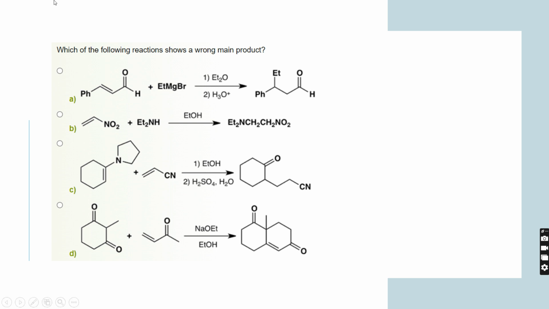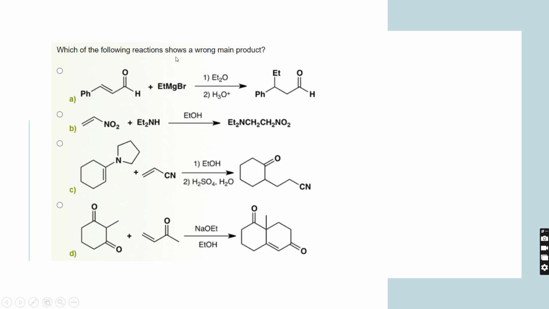Okay, option A, we are treating this alpha beta unsaturated aldehyde with ethyl magnesium bromide. Firstly, in presence of ether solvent, and secondly, we are working it up with acidic water. Okay, second step is just work up. We are going to work it up with acidic water where the anions will get protonated in the second step. So first step is the main reaction here.